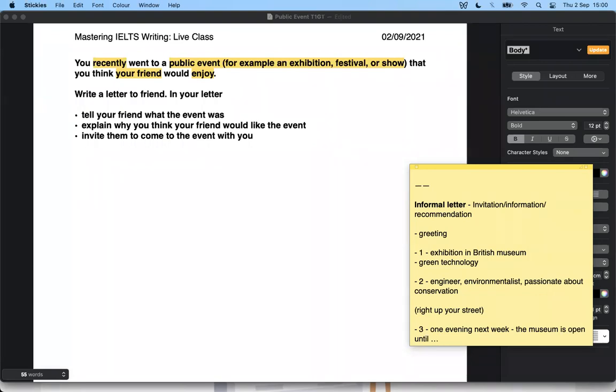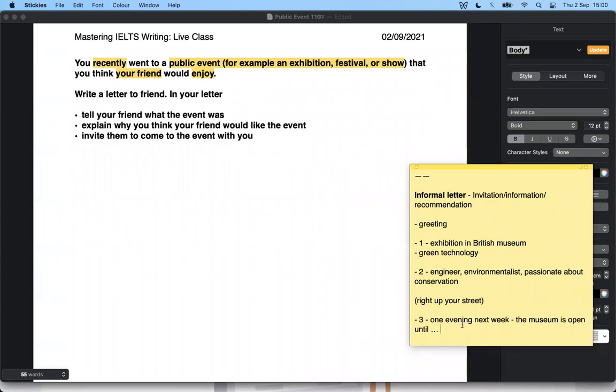And then maybe talk about the museum is open until, if it's going to be the evening, we want to know how late we can go. It's open until, and then we come up with something like, I don't know, 8 p.m. or whatever you think is best. But these are the sort of details that we need to include.